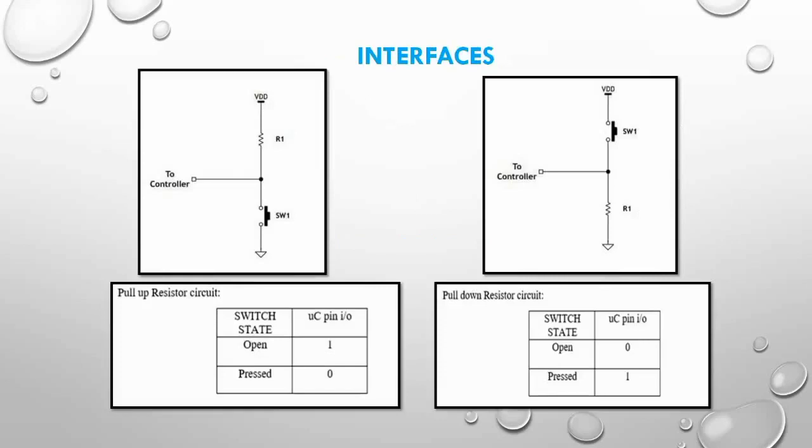Interface: there are two types, pull up and pull down. In pull up, open is 1 and close is 0. In pull down, open is 0 and close is 1.